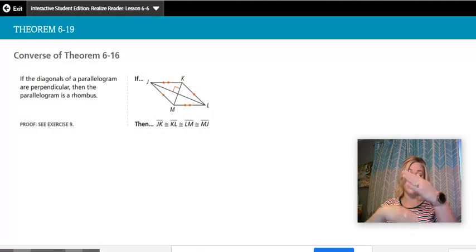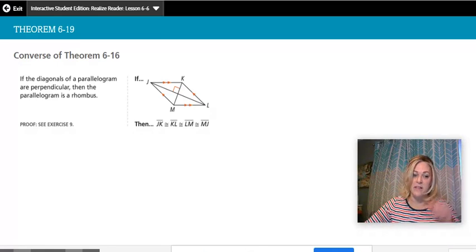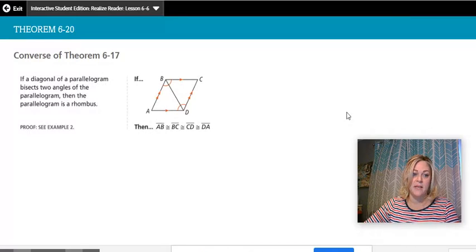Converse. Remember, converse is switching the order. It's if-then, so just changing the hypothesis and the conclusion. So if the diagonals of a parallelogram are perpendicular, then it has to be a rhombus, just like that example we just went over. If it's a parallelogram and the diagonals are perpendicular, it will always be a rhombus. Here's another converse. If the diagonals of a parallelogram bisect 2 angles, so these angles are bisected, then the parallelogram is a rhombus. So if 2 angles, like across from each other, are bisected, then that shows it is a rhombus.